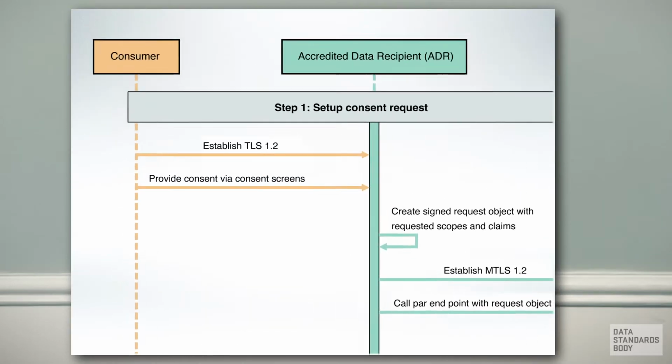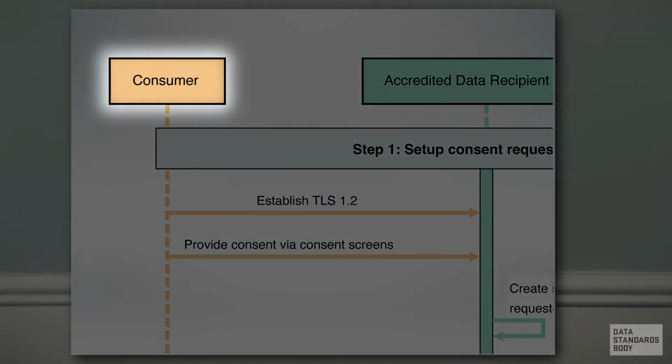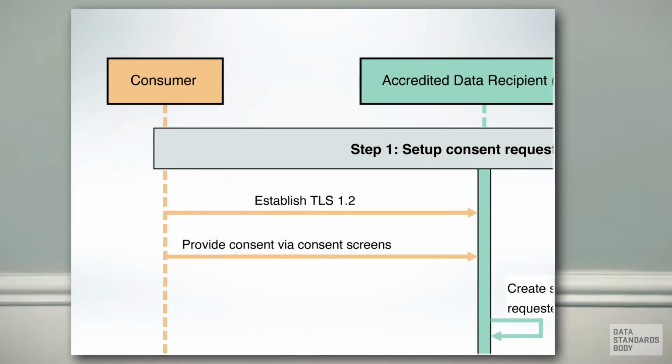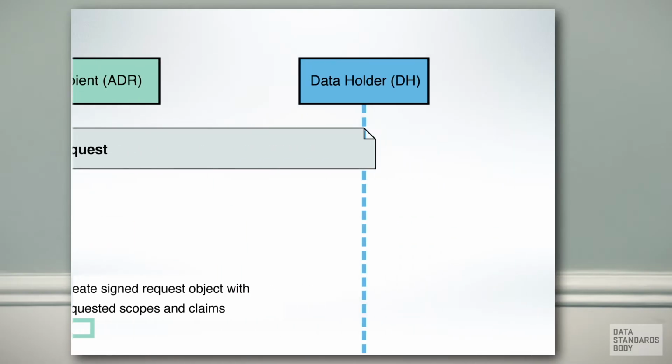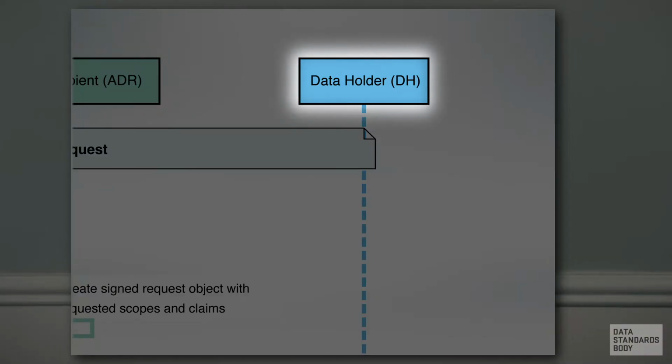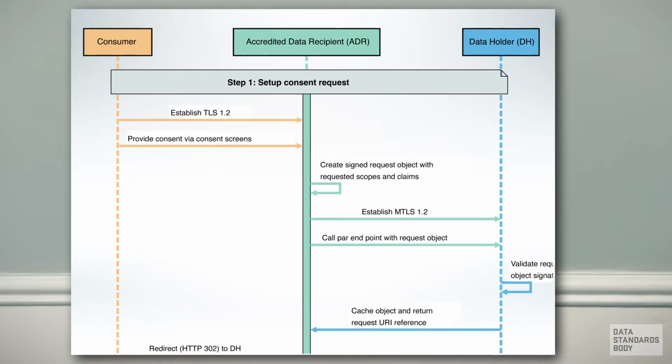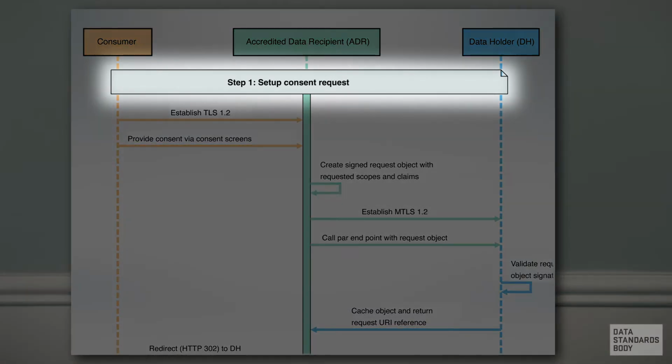Okay, so we've got three parties here. We've got the consumer or the user, the person actually on the end of a device that wants to share data, and we have the ADR, the accredited data recipient, and we have the DH, the data holder. Okay. So the first phase is setting up the consent request, step one.